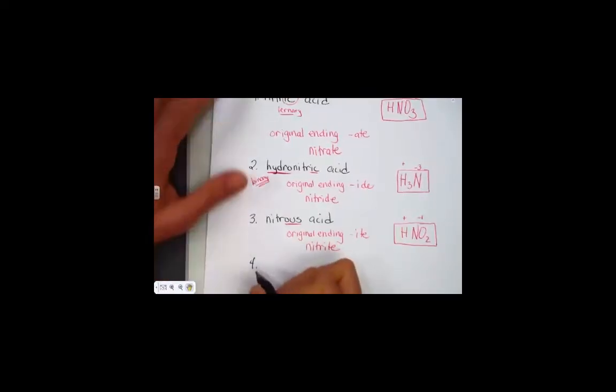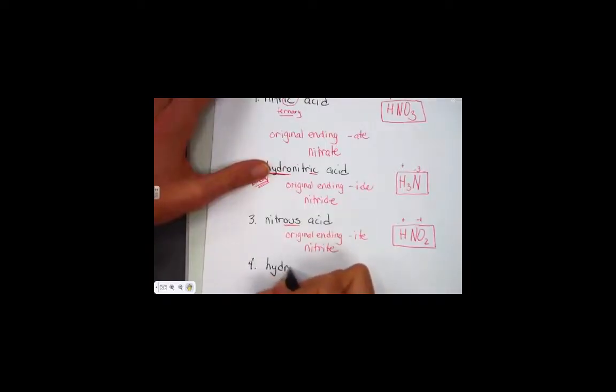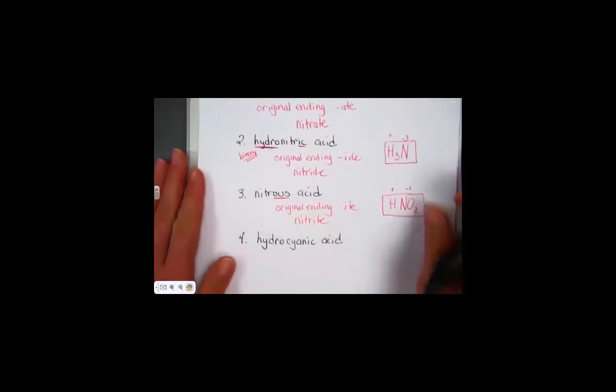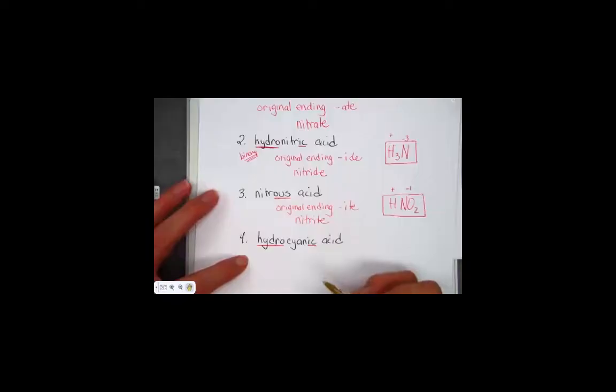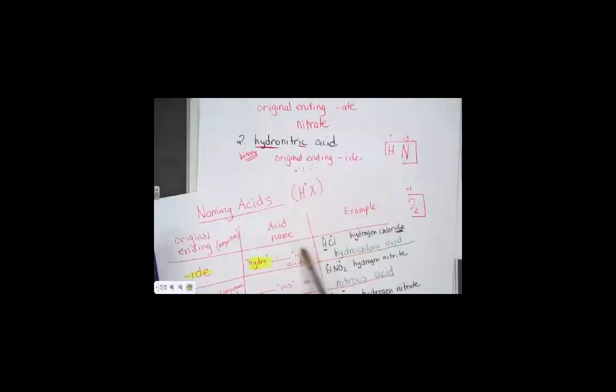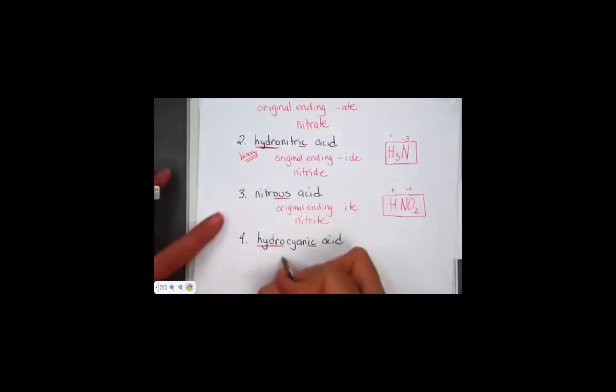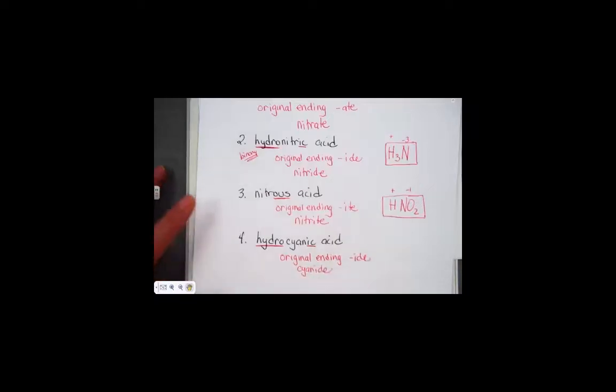Let's keep working. Number 4, hydrocyanic acid. What do you hear? Hydro, root word "ic." Hydro, root word "ic," tells me it must have been "ide." The original ending was IDE. So the name of the original ion was cyanide.